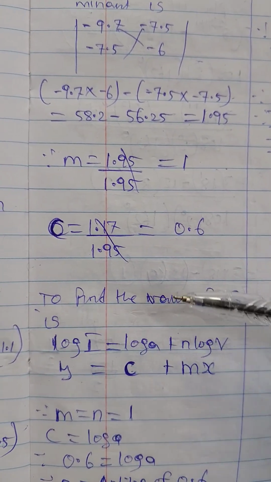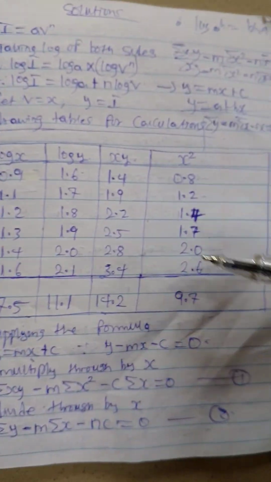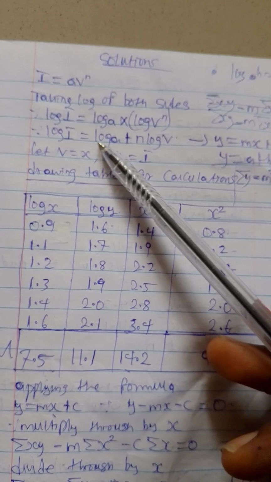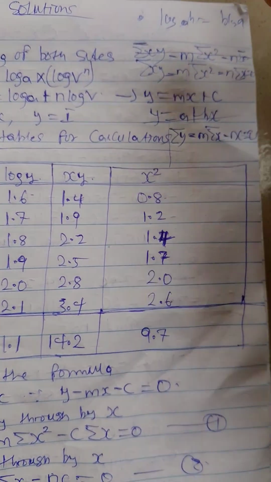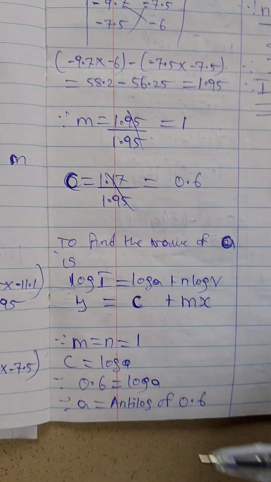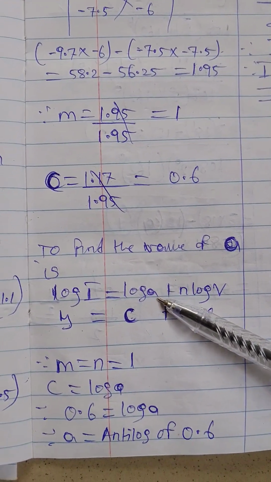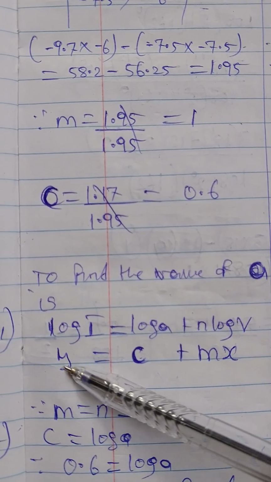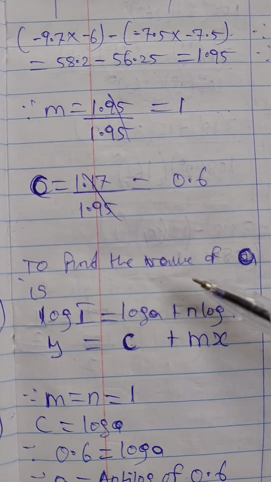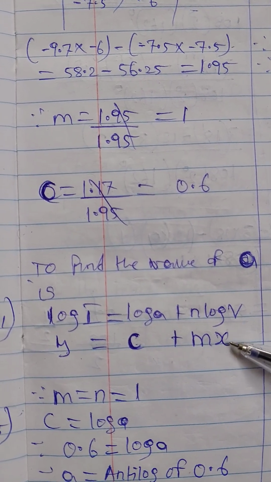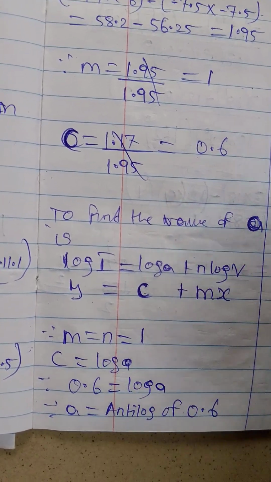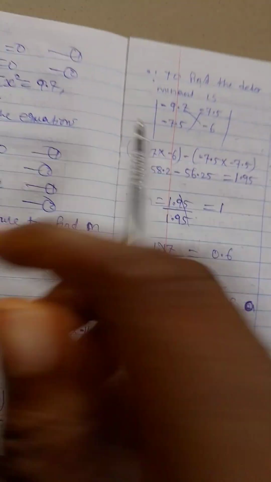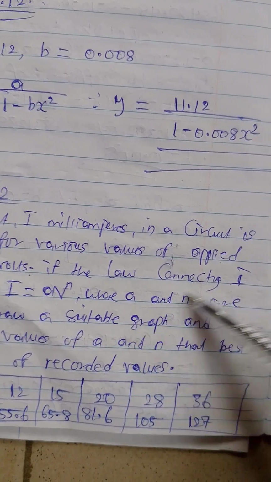Now to find the value of a, remember that log I is equal to log a plus n log v, right? Which is still the same thing as y equals mx plus c, right? So that becomes log I equals log a plus n log v, which is the same thing as y equals c plus mx, where a is constant, c is constant, x is log v and m is n. So if you check our values, we have to find a and n.